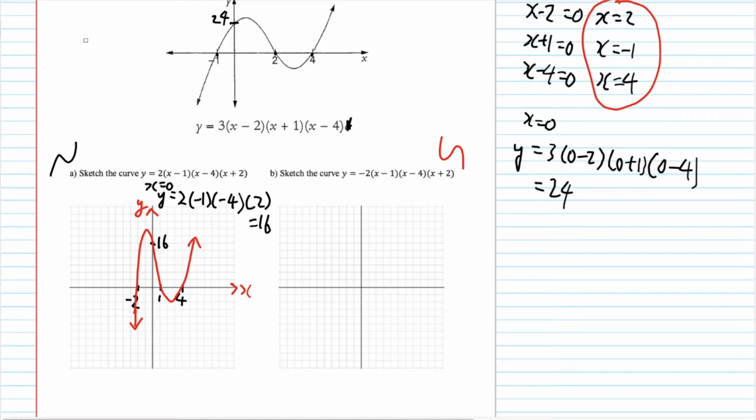So the first step is to find the x-intercepts. The x-intercepts are where y equals 0. So x is equal to 1. That's one of them. x equals 4. And x equals minus 2.